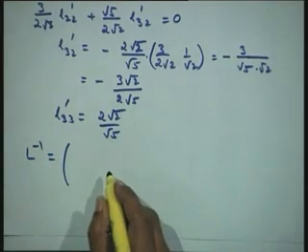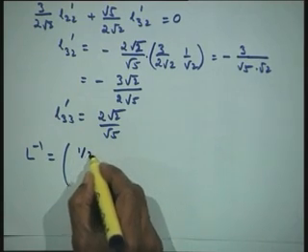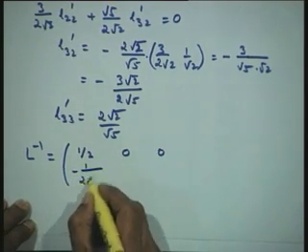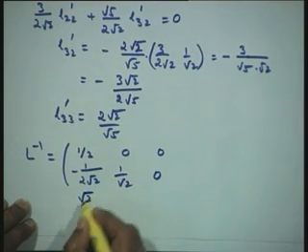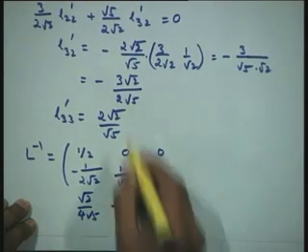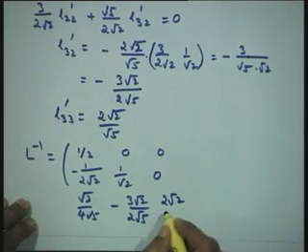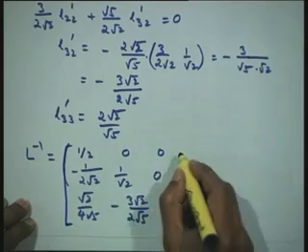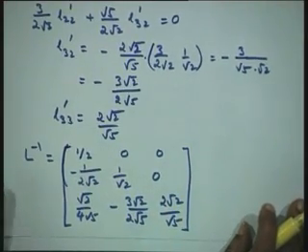L inverse is equal to L11 dashed, that is equal to 1 by half. I will just write these elements: 1 by 2, 0, 0; minus 1 upon 2 root 2, 1 upon root 2, 0; root 2 by 4 root 5, minus 3 root 2 by 2 root 5, and 2 root 2 by root 5. So, this is our inverse.